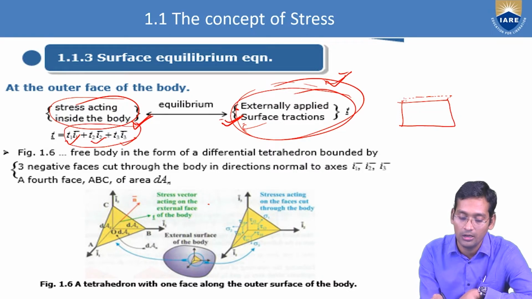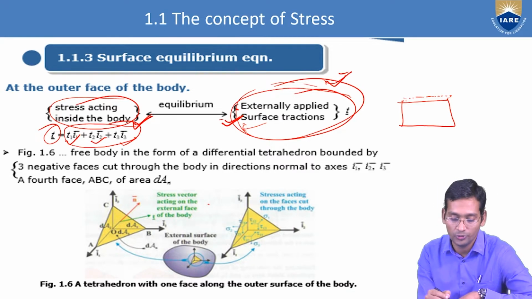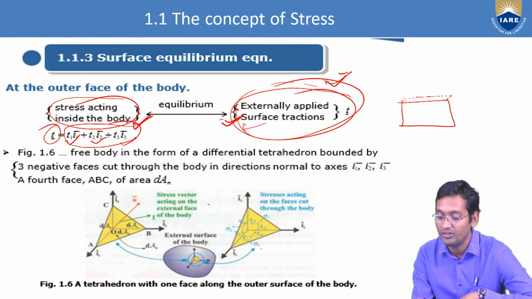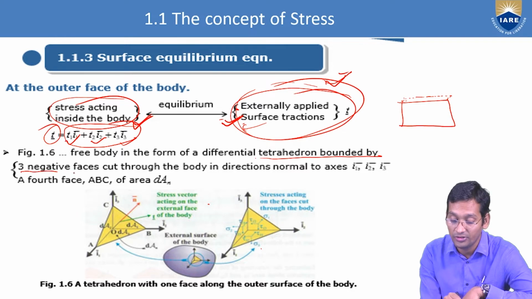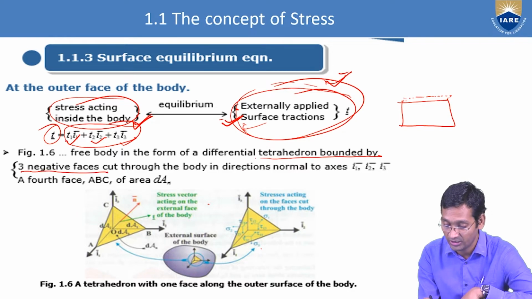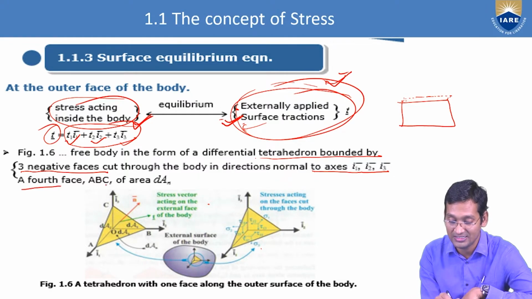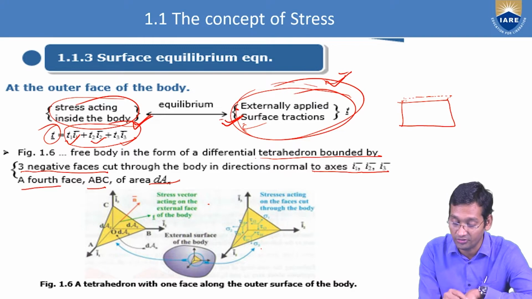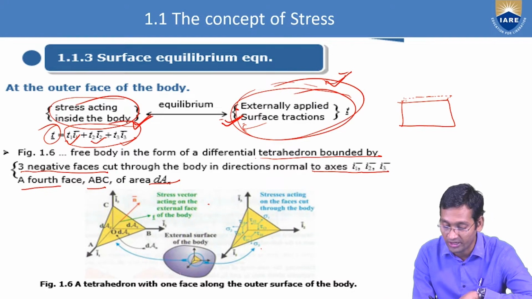So total will be equal to this in the vectorial form. Here in this figure you can see the free body of what? A differential tetrahedron, bounded by how many? Three negative faces, okay, to i1, i2, i3, and the fourth face ABC of area dN. So now just see again, with these three negative forces cut, whatever is there, the external force acting on this one.